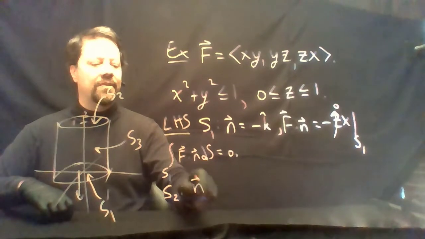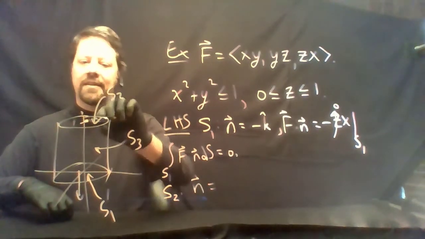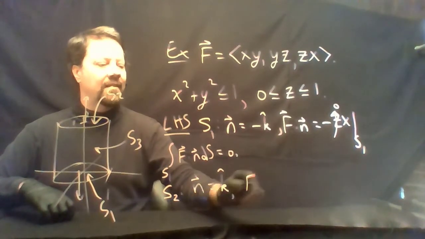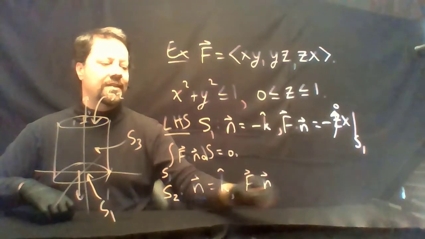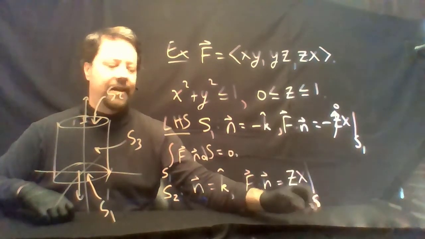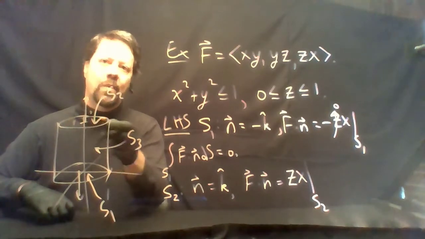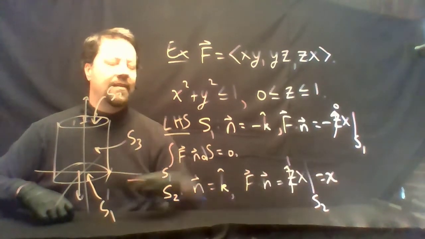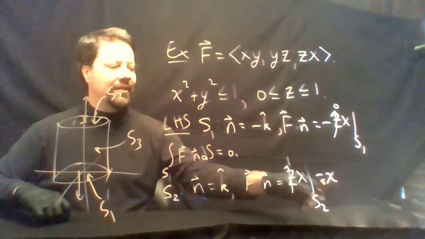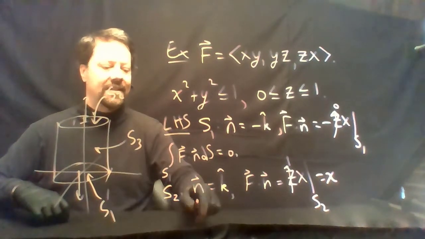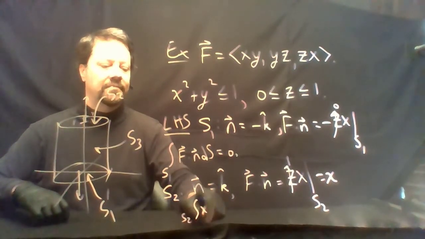Let's look at surface 2. On surface 2, the normal at each point is k. So F dot n across the top will be zx, which when evaluated on surface 2, the z-coordinates on surface 2 are all 1. So we get x. We're integrating x across the top surface, but there are just as many positive x's as negative x's, and so we get nothing.